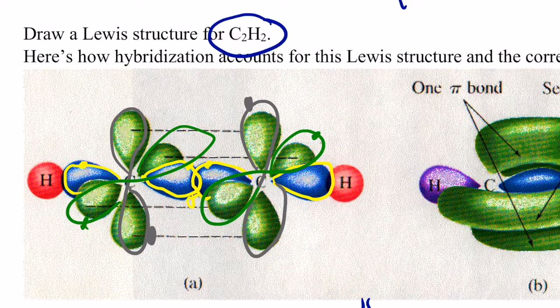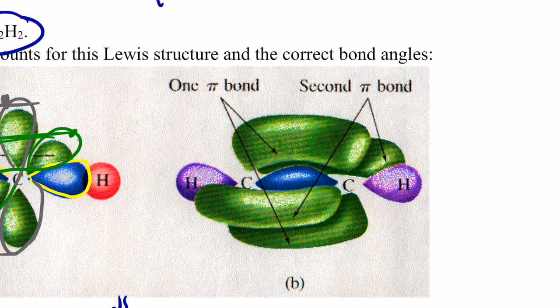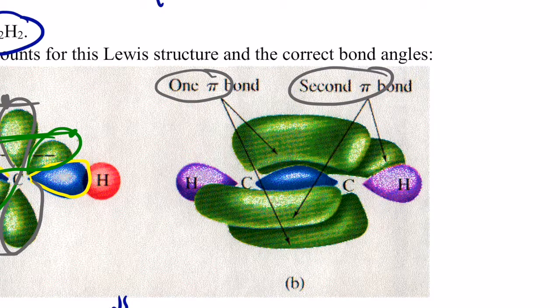And we can get some parallel overlap now, right here between these green ones and right here between these gray ones. So we end up with a pi bond and another pi bond, and right here in the middle, kiddos, is my sigma bond that makes up my triple bond.